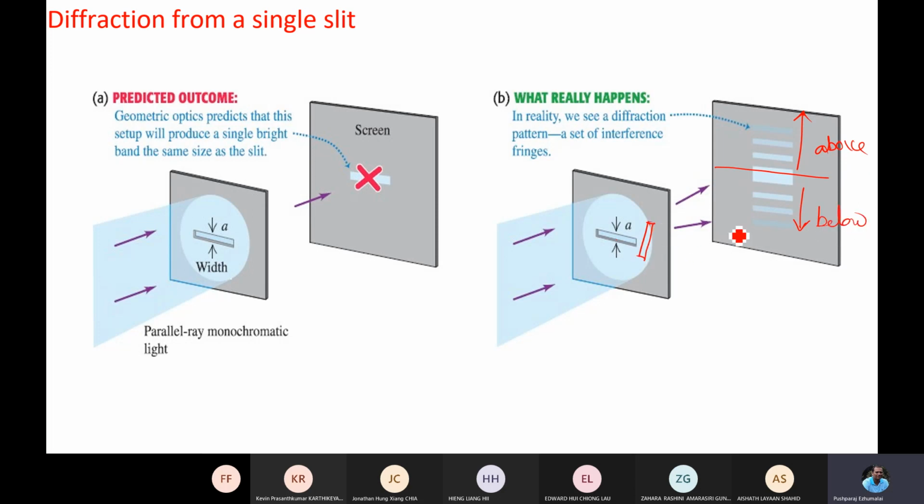Suppose the slit is vertical, what happens? I will get left and right. So the pattern should be like this. Left and right, I will get it. So for horizontal, I am getting above and below: above, dark and bright; below, dark and bright. If I use vertical, I will get left side and right side. Clear?